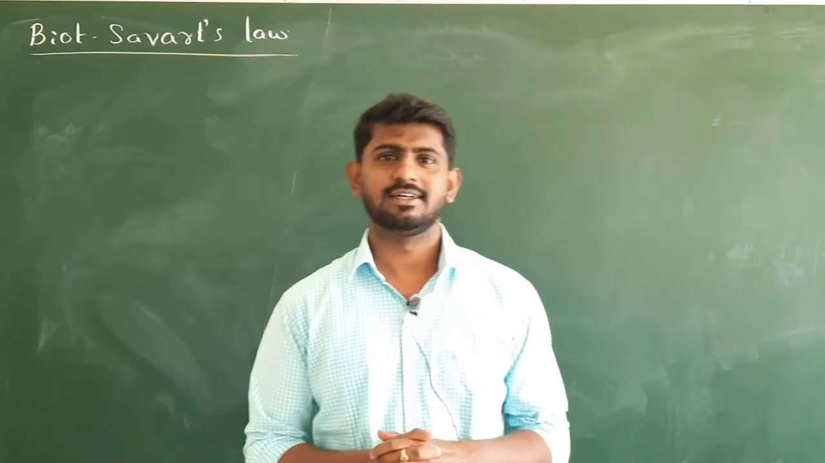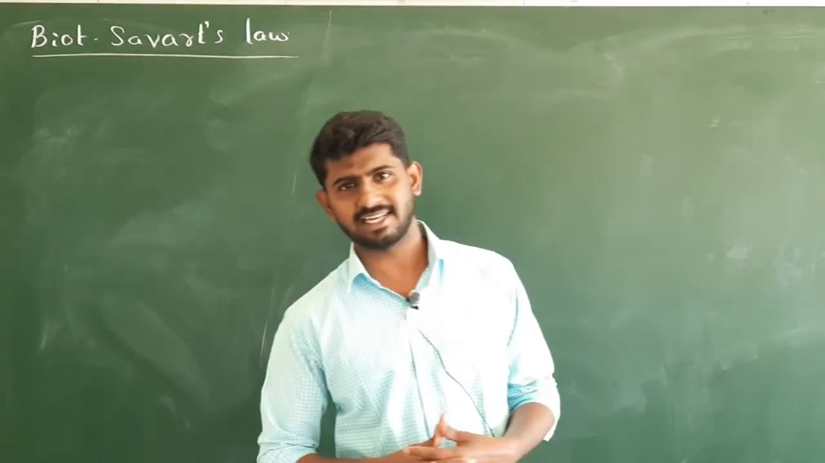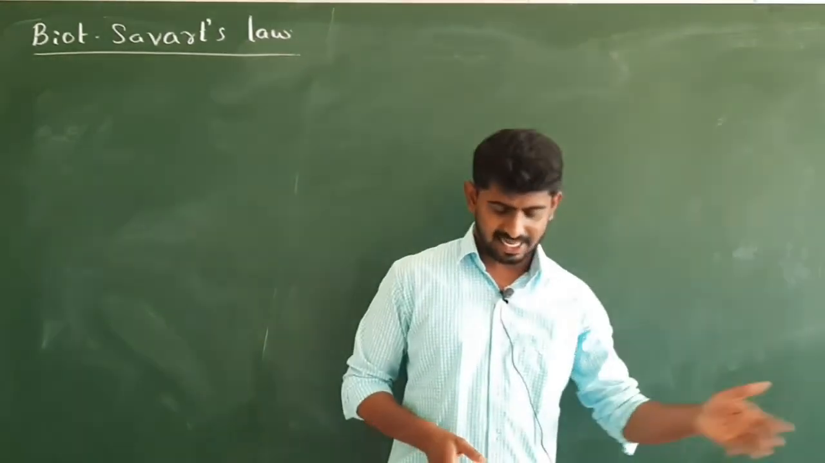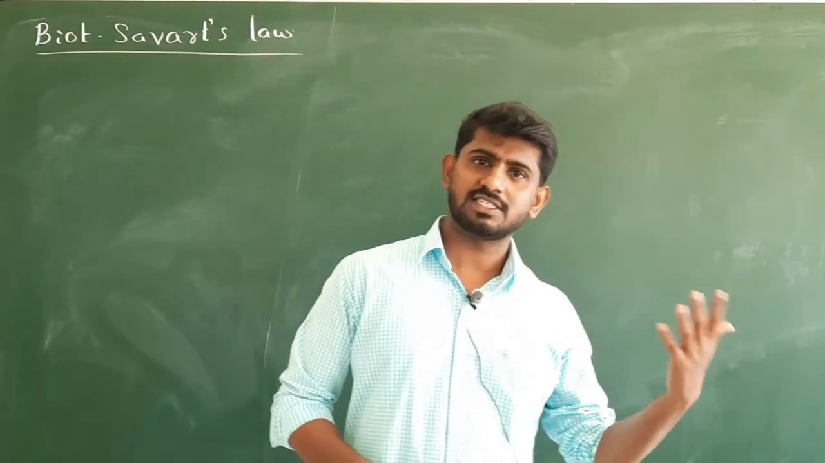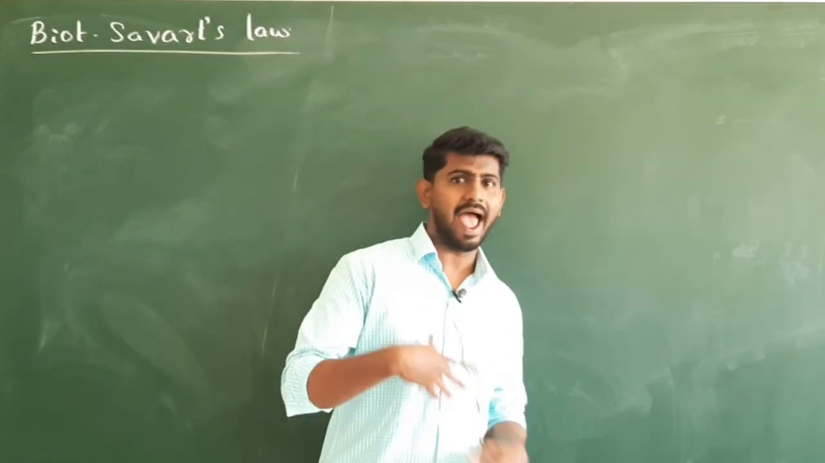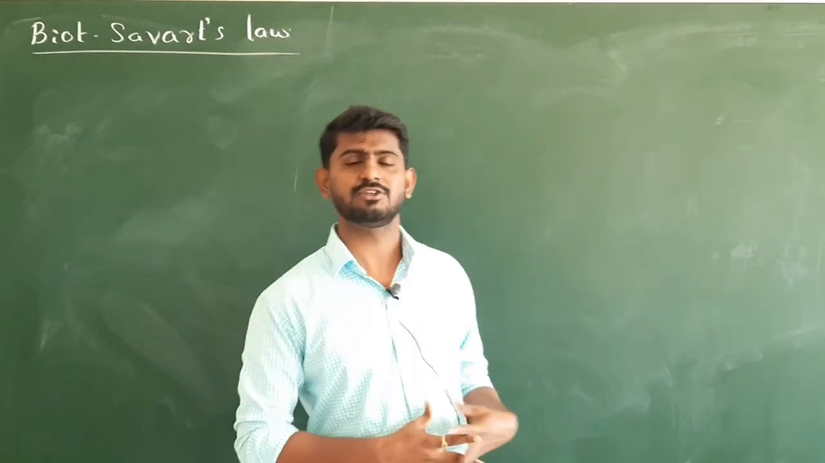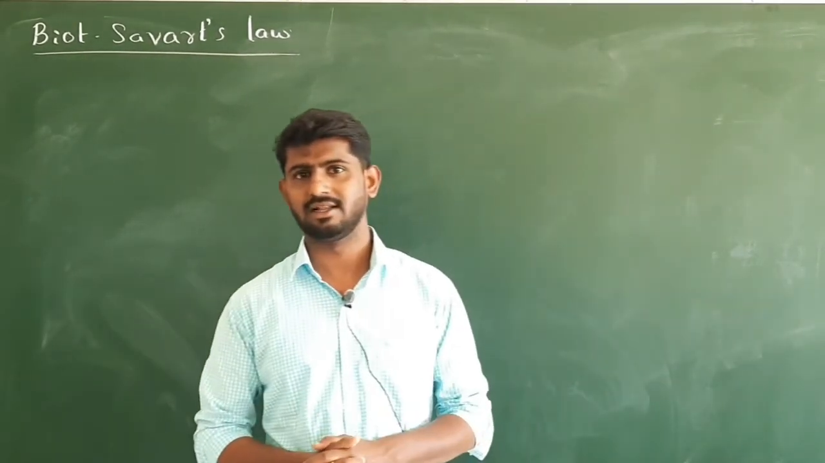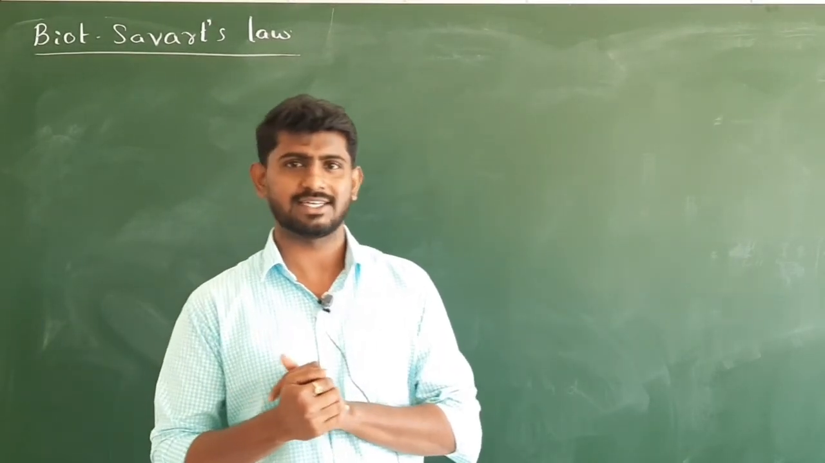Hello students, this is the 5th class on the topic moving charges and magnetism. In our last class we were discussing the velocity selector, or velocity filter, and we also discussed the cyclotron, which is a device used to accelerate charged particles, and the applications of the cyclotron and velocity selector.